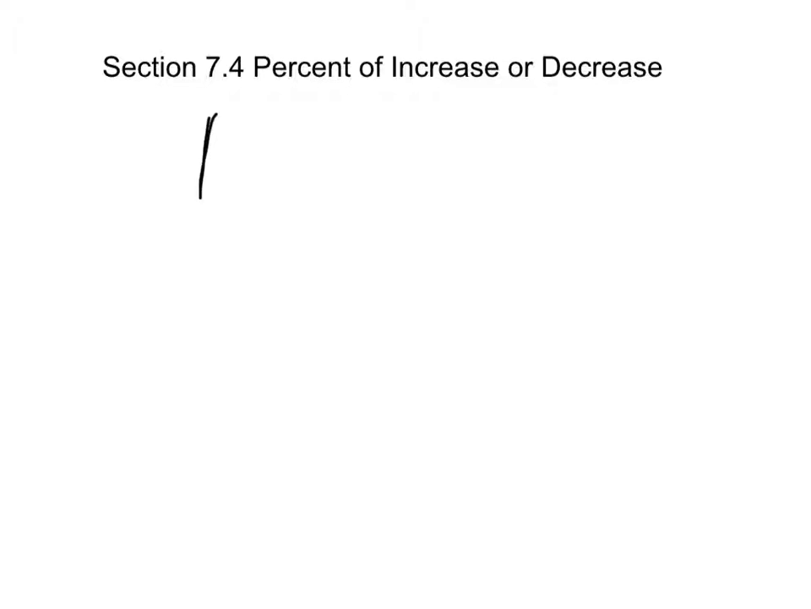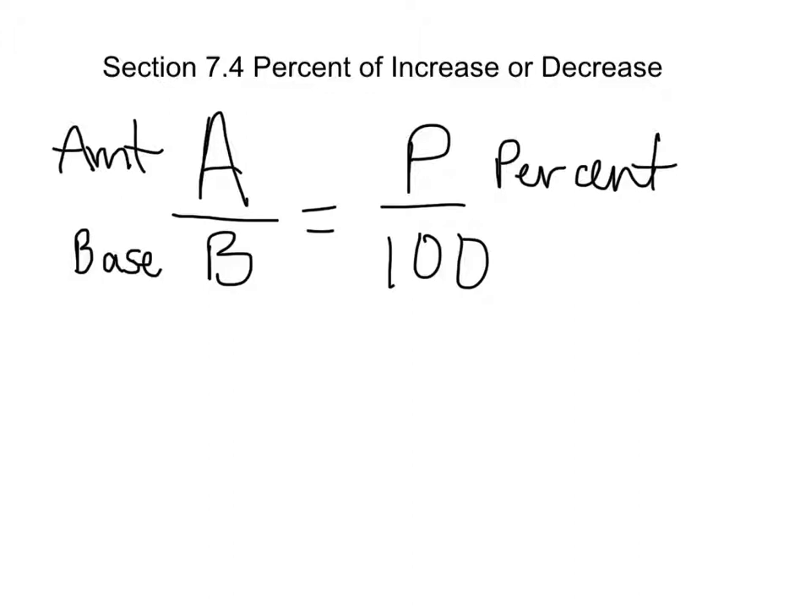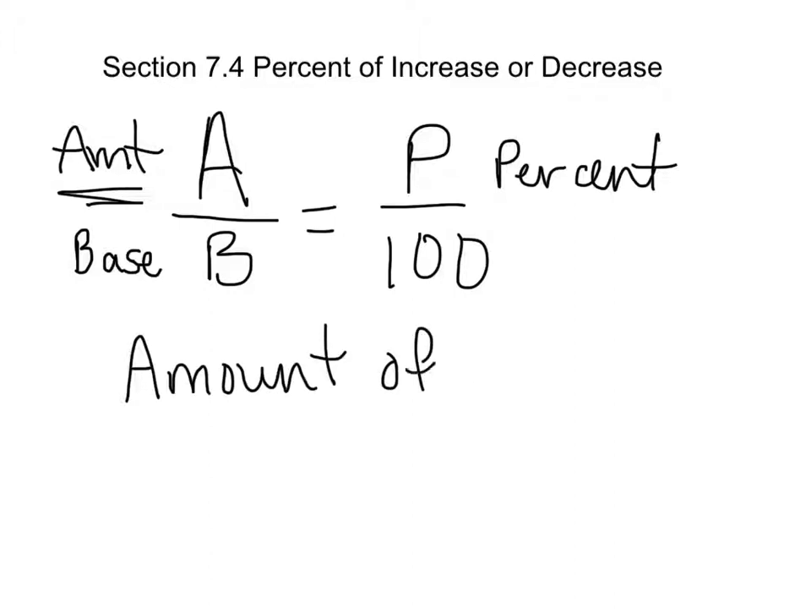So we're still going to use A over B equals P over 100, which you've been utilizing for solving your percent application problems. And remember that A is the amount, B is the base, and P is the percent. It's still going to work the same way for percents of increase or decrease. The only technicality is, for the amount, we have to do some subtraction. We have to find the amount of the increase or decrease.